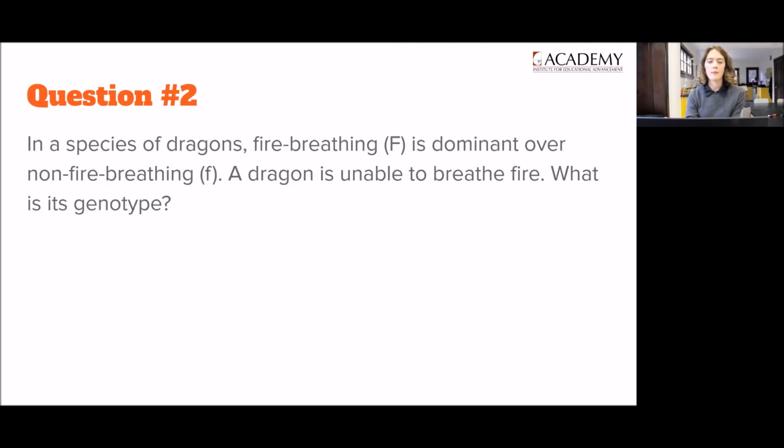Okay, now we'll do one backwards. In a species of dragons, again, I'm just making up some dragon genetics. Let's say that fire-breathing, capital F, is dominant over non-fire-breathing, lowercase f. A poor dragon is unable to breathe fire. What is its genotype? So its phenotype is that it cannot breathe fire. That's recessive. What is its genotype? So you can think about that and then either say it out loud to yourself or write it down.